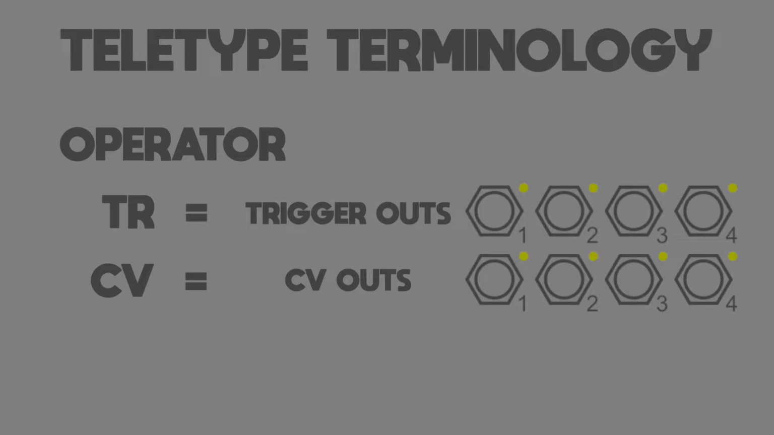In addition to this, operators are often followed by one or more values, the purpose of which is to give Teletype information about what you want that operator to do. In the case of the CV operator, Teletype would need to know which CV output you were referring to, and then maybe a value that told the CV out what voltage to send.